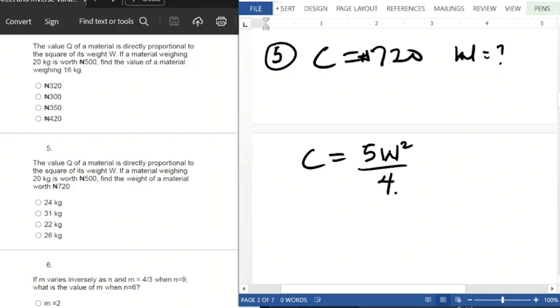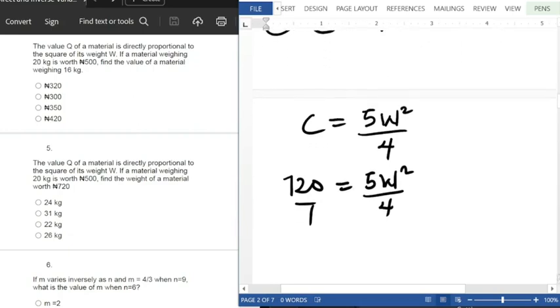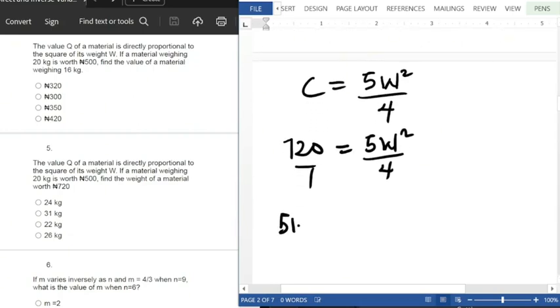So we now put the value of C here, which is 720 equals 5W squared all over 4. So we can cross multiply here. When we cross multiply, we have 5W squared equal to 720 times 4. So let's do that straight. 720 times 4 gives 2,880.